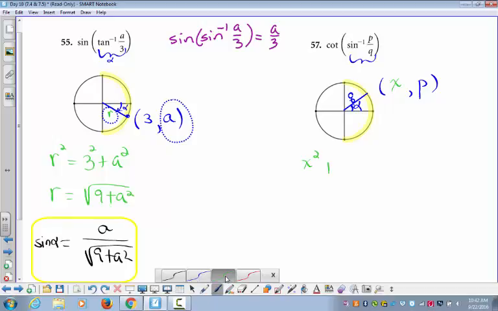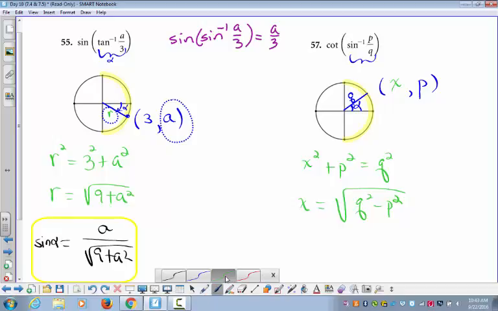We know that x squared plus p squared is the radius squared. I'm trying to solve for x here. So x will be, do I need to put a plus or minus with the square root? No. No matter where I drew the terminal ray, whether in quadrant 1 or quadrant 4, the x values here are all non-negative. So we can choose the positive square root.